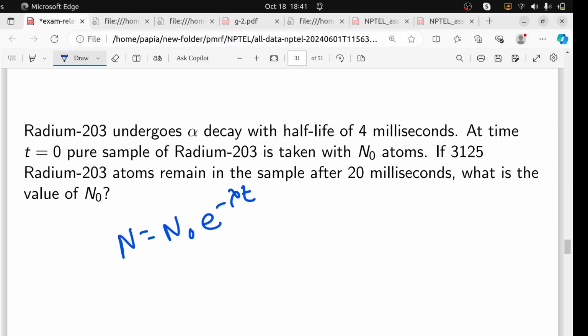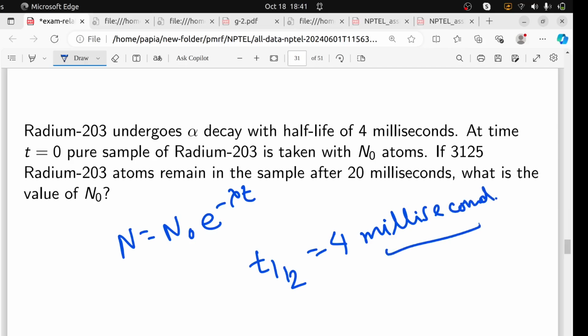Radium-203 undergoes alpha decay. Okay, very good. With a half-life of 4 millisecond. So T-half is 4 millisecond. Why am I writing here in full? Because you need to check the unit in physics calculation. That is very important for all of us, right? In physics we need to check units very carefully. Here the time is given in millisecond unit, and here also it is given in millisecond unit. So if both are given in millisecond unit, then we don't need to take care about the unit right now.